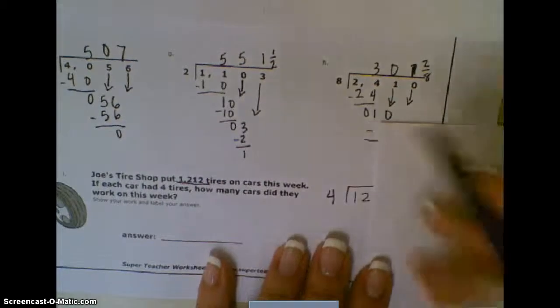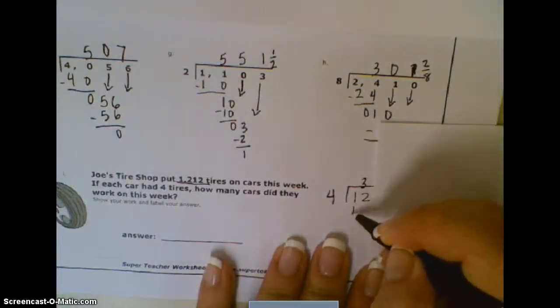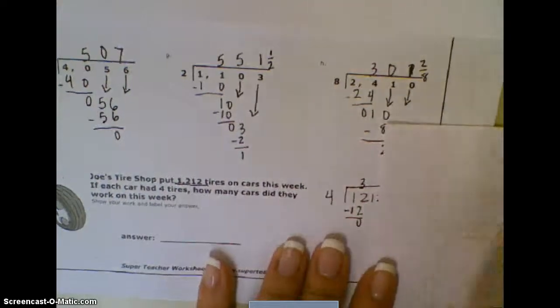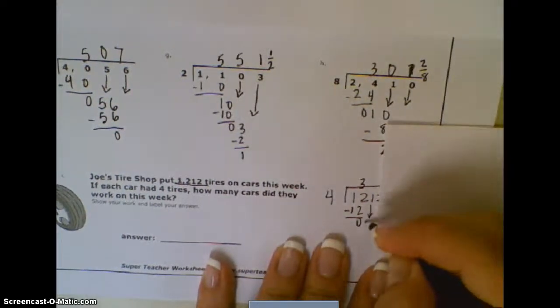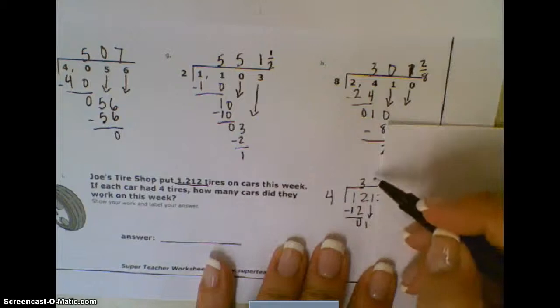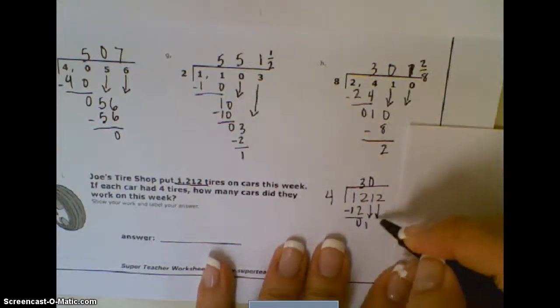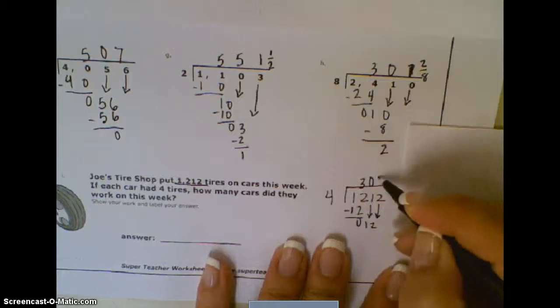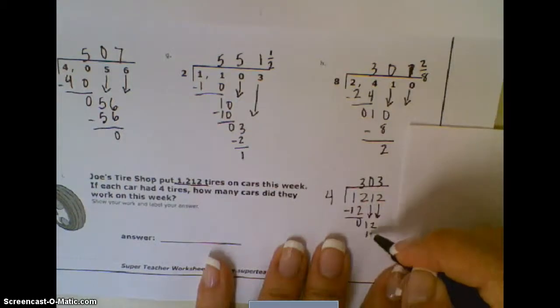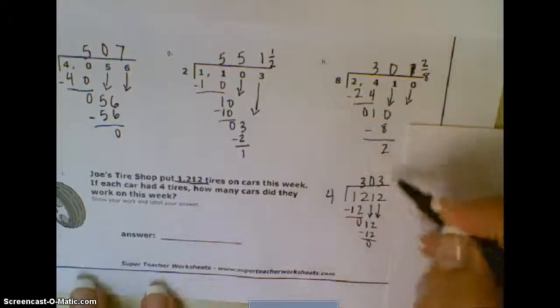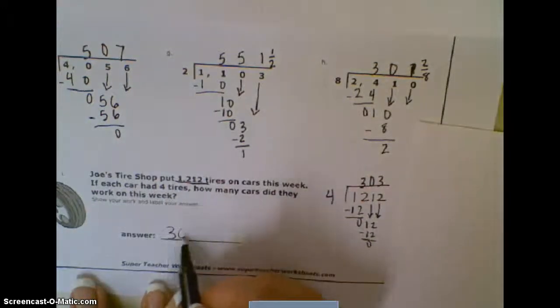4 goes into 1. Well, it doesn't. It's too small, so we'll look at it as 12. 4 times 3 is 12. And we'll subtract, and you get a 0. Bring down your next digit. 4 goes into 1. It can't. It's too small. So we'll bring down our last digit here, a 2. 4 times 3 is 12. Our remainder is 0, but here's our quotient, or our answer right there, 303 cars. Joe was busy that week working on cars.